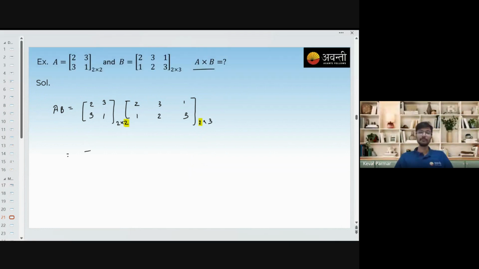That means yes, I can multiply these matrices. And the resultant order will be the remaining, that is 2 cross 3. The resultant will be the remaining. Okay. So how to multiply? As I told you, we do row to column multiplication.